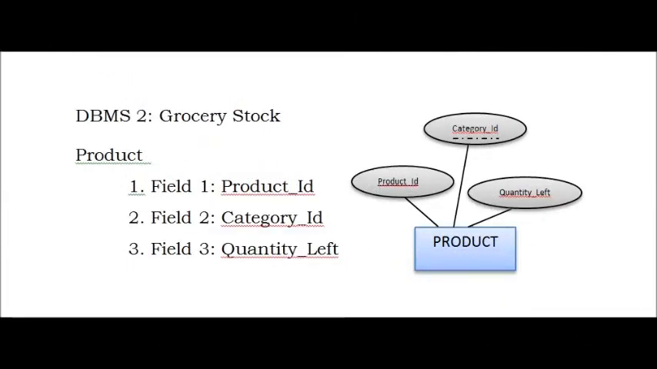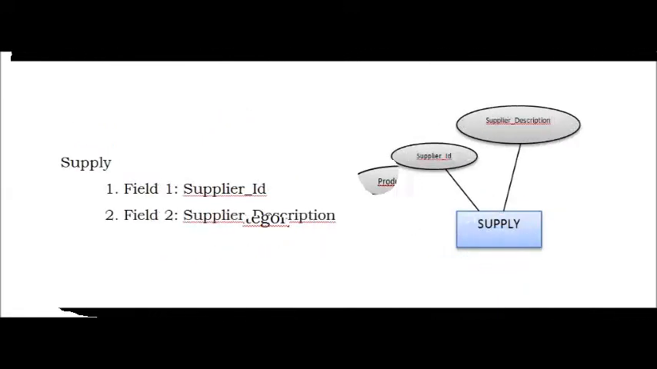So as you can see, I also have the ready-made product ID, category ID, quantity left as my fields or attributes and made them inside the oval shape as the attributes of my product entity. Also here the fields supplier ID and supplier description as the attributes of my supply entity.